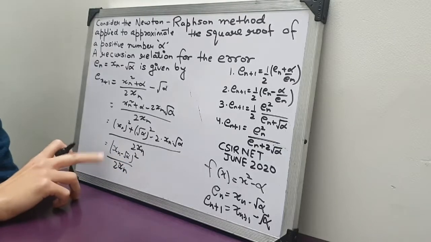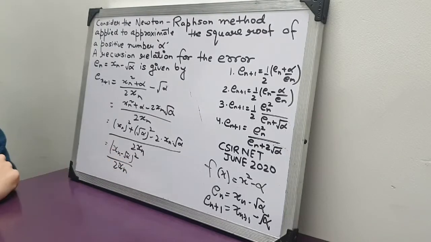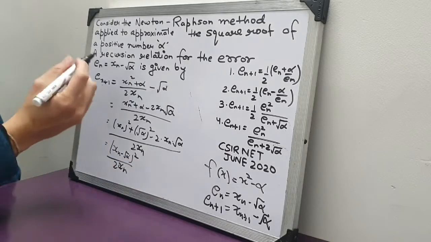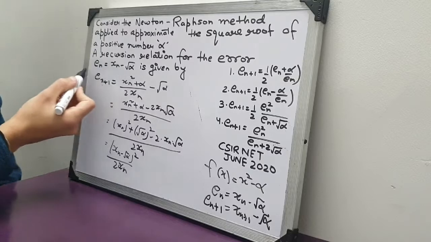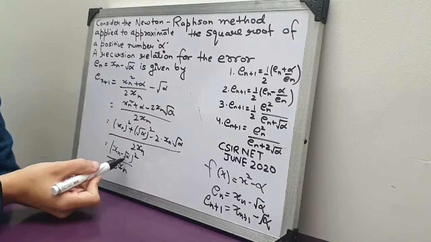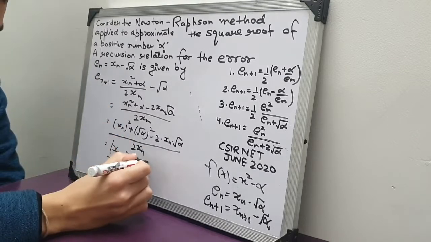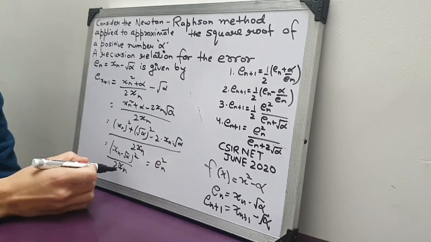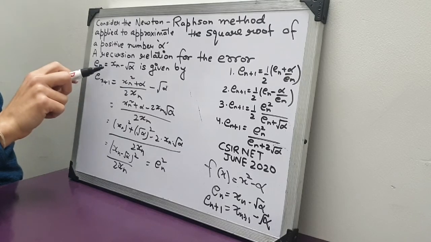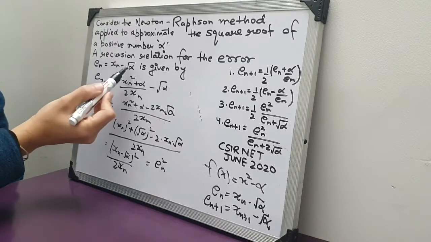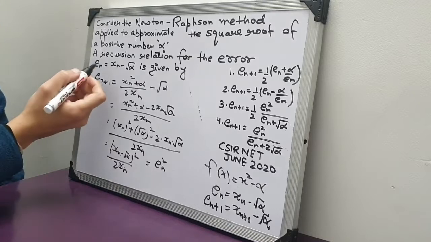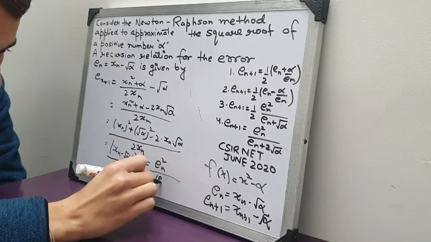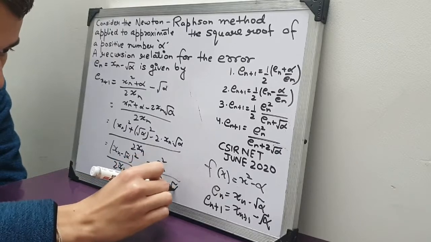But still now our expression is in terms of xn. What we want, our expression should be in terms of en. So we are now going to use this observation which was given to us. Simply replace xn minus square root of alpha by en. So this will become en square. And in the denominator, replace xn by, from here you can find the value of xn. This square root of alpha will come on the left hand side and it will become en plus square root of alpha. Divide simply by twice en plus square root of alpha.